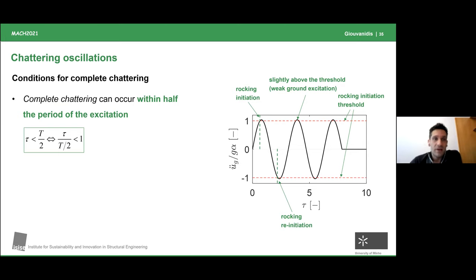We are interested here only in complete chattering. So assume that we have again the same weak ground excitation. We already know the rocking initiation threshold, and we have the weak excitation, as I told you. Whenever the ground excitation exceeds this threshold, we have rocking motion, and until it exceeds it again here, we have rocking reinitiation.